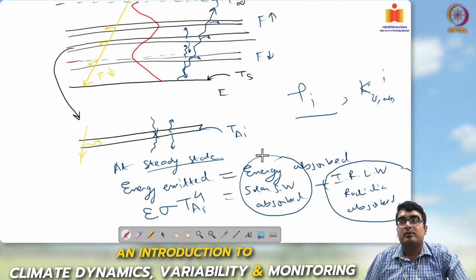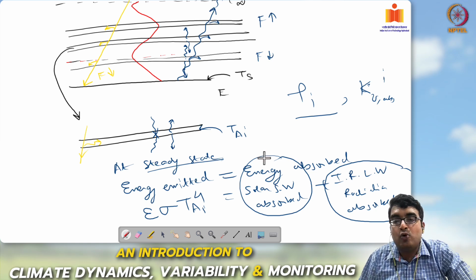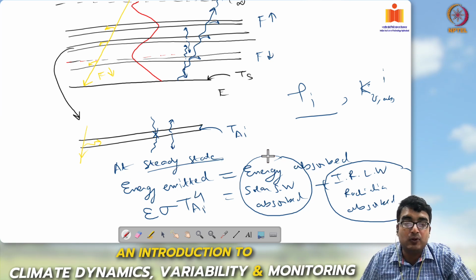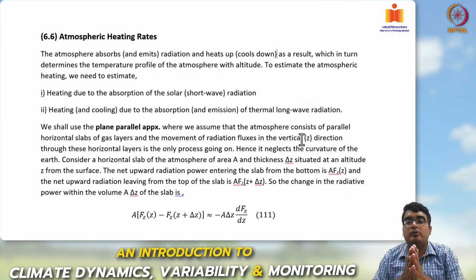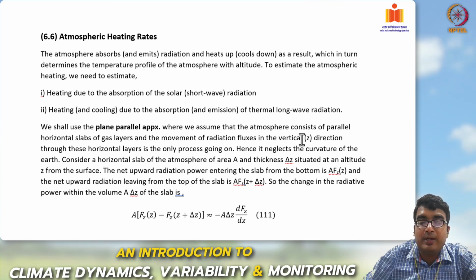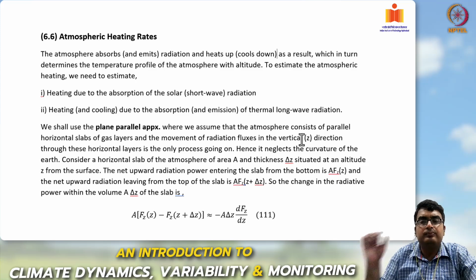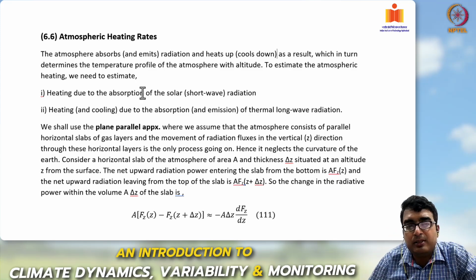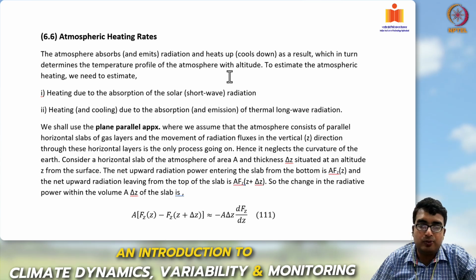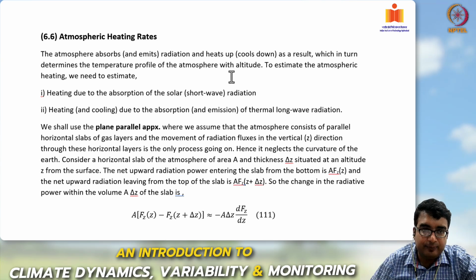With that introduction, let us now go back into our notes to understand how we will be doing this in this class and the next few classes. So, atmosphere absorbs and emits radiation and heats up or cools down as a result, which in turn determines the temperature profile of the atmosphere with altitude. That is what I was explaining.